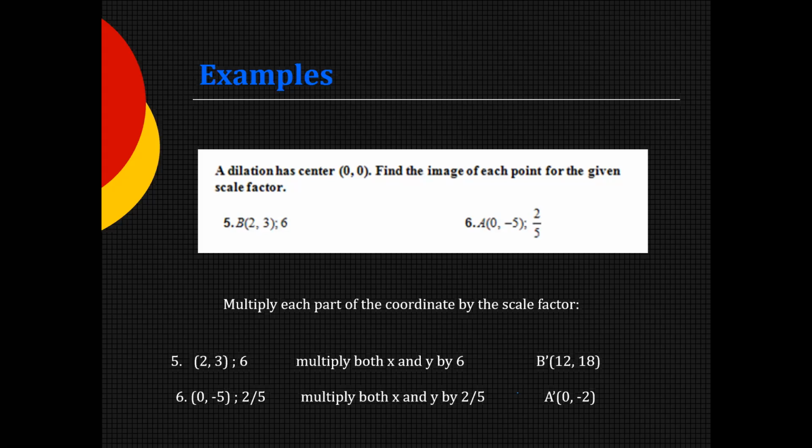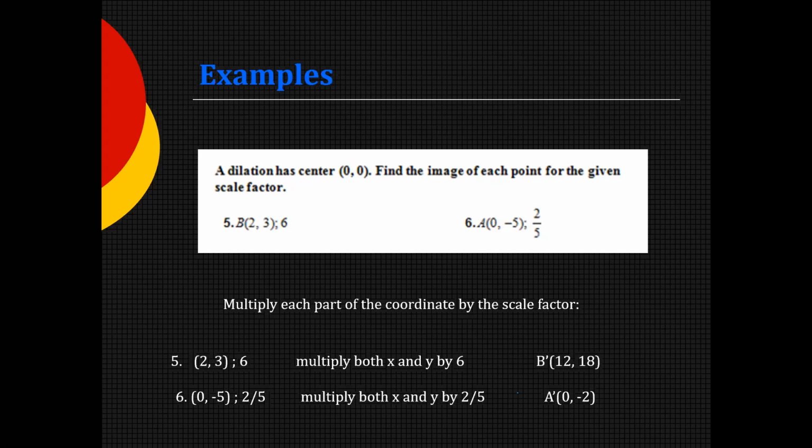Because when you multiply -5 times 2 over 5, so you say -5 over 1 multiplied by 2 over 5. So -5 times 2 is -10, and 1 times 5 is 5. So -10 over 5 is -2. All right, so you would get 0, -2. So this is how you actually perform a dilation when the center is 0, 0.